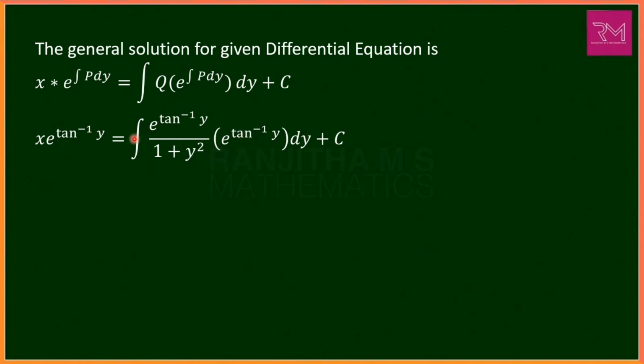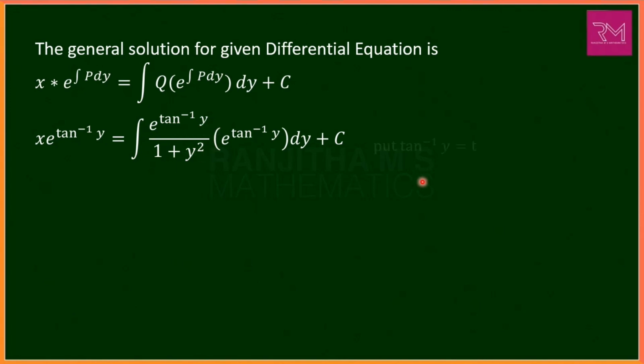Now we have to simplify the integration. Here e power tan inverse y, here also e power tan inverse y. This becomes e power 2 into tan inverse y. In the denominator we have 1 plus y square. We know that the differentiation of tan inverse y is 1 by 1 plus y square. Similarly, the integration of 1 by 1 plus y square is tan inverse y.